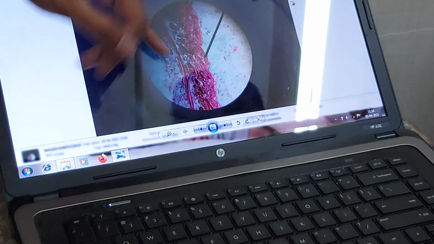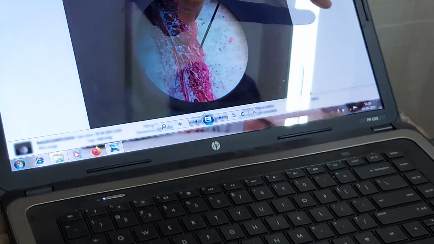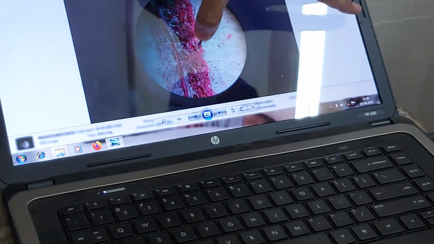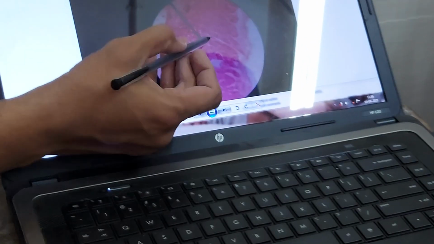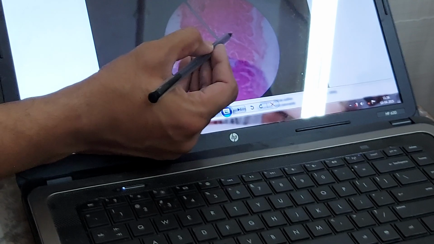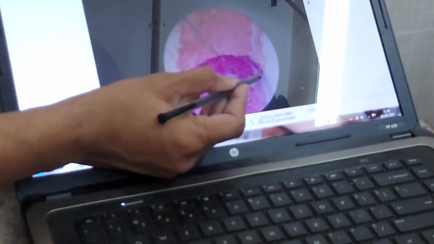See, this is the surface epithelium. This is a subcutaneous connective tissue. And these are the hair follicles. I'll show you how the hair follicle is. This is the hair follicle. You can see the broad basal part and narrow apical part, isn't it?